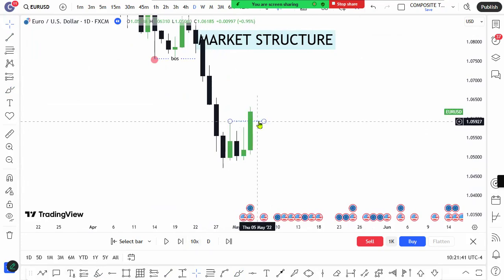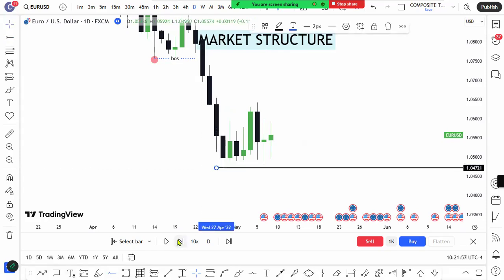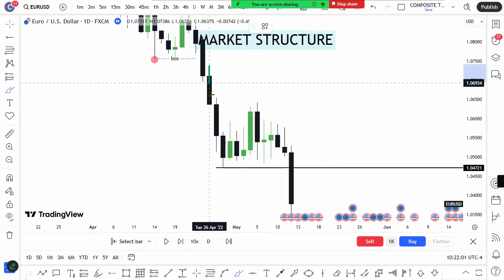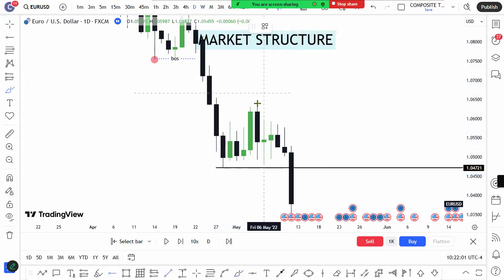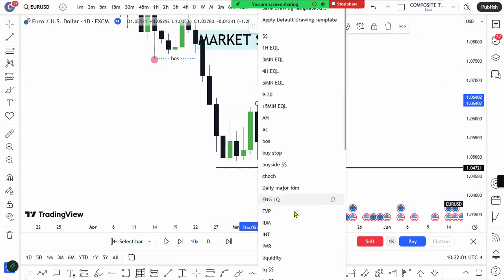Okay, this is not an inducement. That's not an inducement. I want to see this low being broken first for me to get an inducement, because I need a valid pullback. Okay, right there. You can see here price went lower, went high, and dropped. So this is my inducement here.